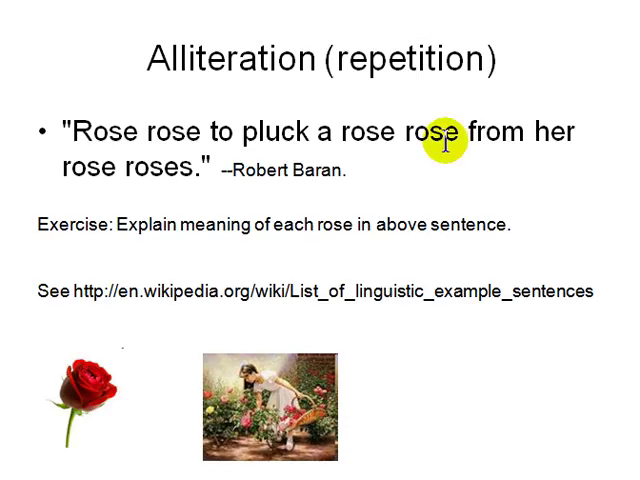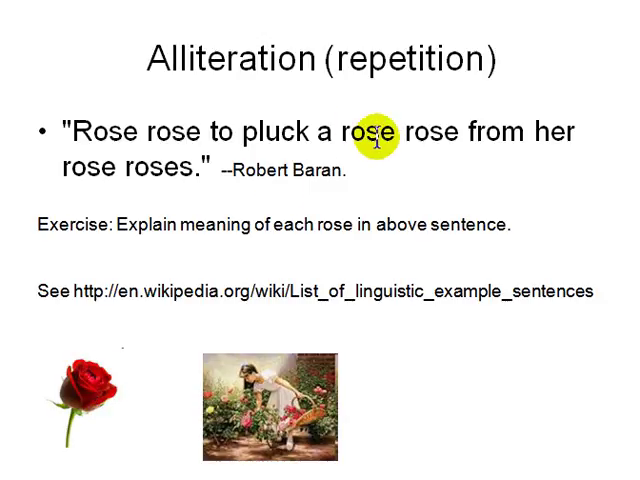Let's look at some more things. And this is not really ambiguity, but different ways of saying things in English. Alliteration. What is repetition? Rose, to pluck a rose from a rose garden. And how many different meanings does a rose have in the sentence? And this is again taken from Wikipedia, list of linguistic example sentences. So the first rose is probably a girl, Rose. And the second rose is actually, she got up. And then the third rose, to pluck a rose, this must be the flower.